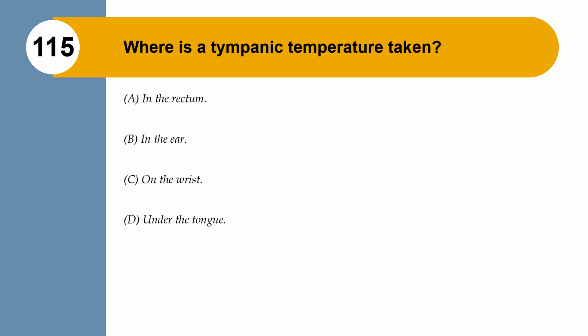Question 115. Where is a tympanic temperature taken? Option A, in the rectum. Option B, in the ear. Option C, on the wrist. Option D, under the tongue.